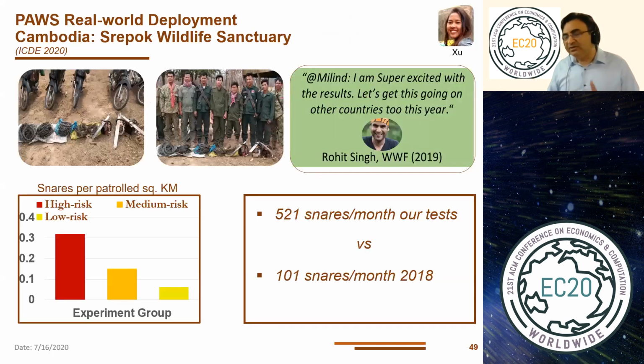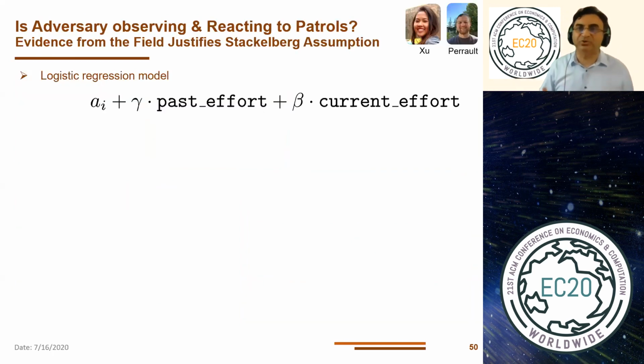So before we go on, one challenge is that, okay, we've made good predictions about adversary behavior. Are the adversaries actually observing our patrols and reacting to them? There is understanding informally in the conservation community that the poachers are reacting to our patrols, but not a quantitative model. So we built this model to try to understand how much, or if, there is a reaction that's going on from the poachers to our patrolling effort.